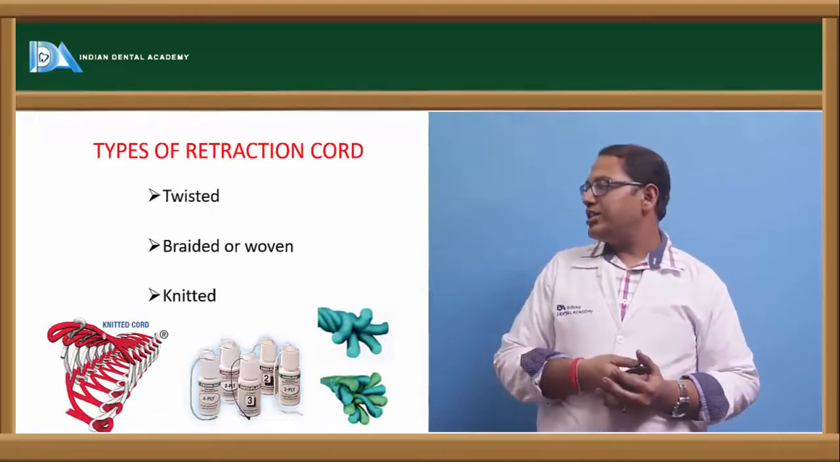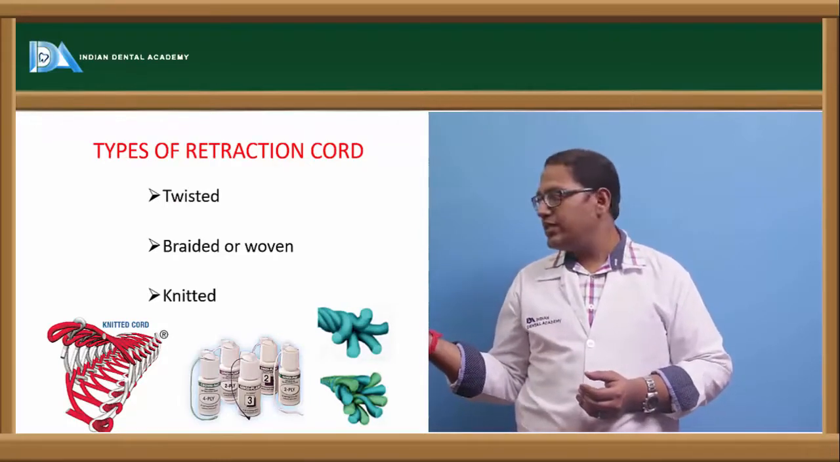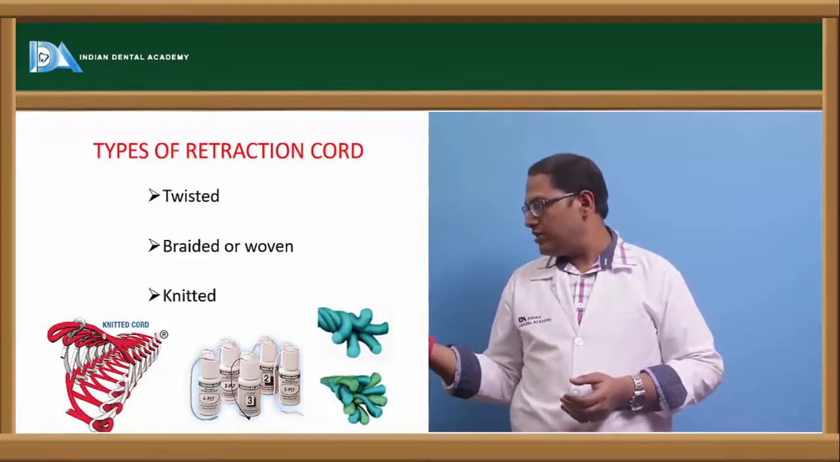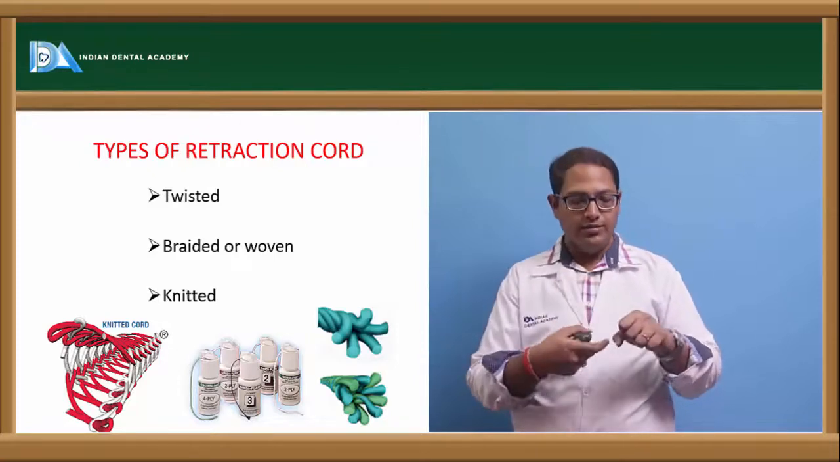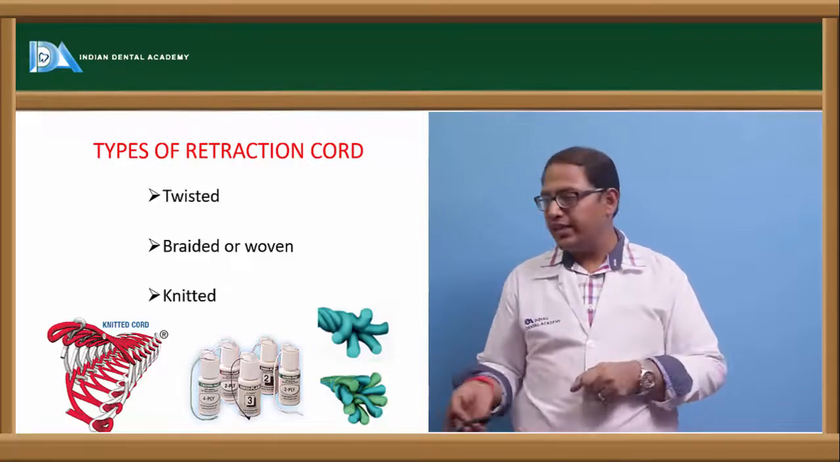So types of retraction cord, as I told you, we will come across this. There are 3 different types: twisted, braided, or knitted. Now what is knitted? The first one is not twisted. This is knitted kind of. Knitted is where you put a knot. The word knitted comes from knot. So once you have a knot, that is the knitted kind.